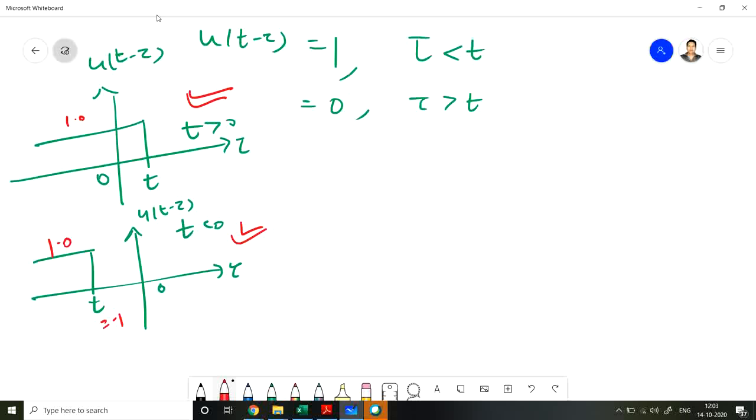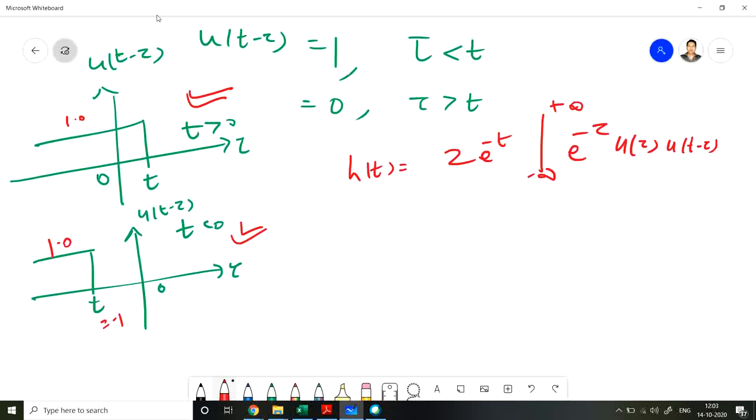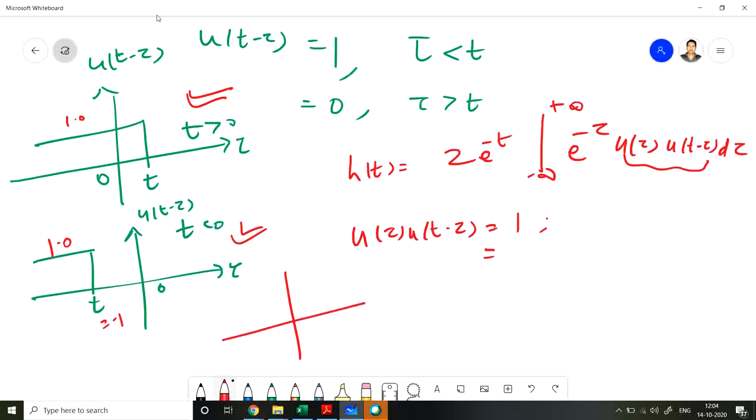So finally, if we find the product of that, what is h(t)? We have written that h(t) is 2 e raised to the power minus t, integral from minus infinity to plus infinity of e raised to the power minus tau u(tau) u(t minus tau) d tau. So let us see this term. The u(t minus tau) is equal to 1 when we have two conditions. We have to make two conditions.